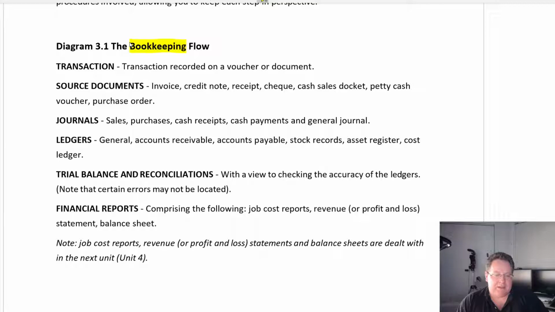Then we look at ledgers. Ledgers are just summaries of different accounts where we've grouped our transactions into different activities. So we have accounts receivable, accounts payable, and so on. Then we'll do some trial balances, some summaries to see where we're up to, and some reconciliations to check the accuracy of those ledgers that we've been using. And from there we'll then produce some reports that are useful to us to be able to determine how our business is tracking financially. So we'll look at how we can do job cost reports, a revenue, or a profit and loss statement, or a balance sheet.